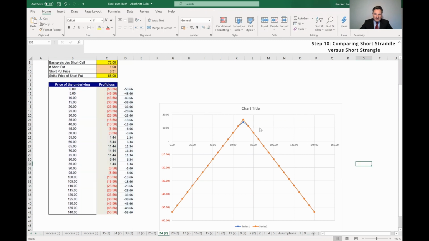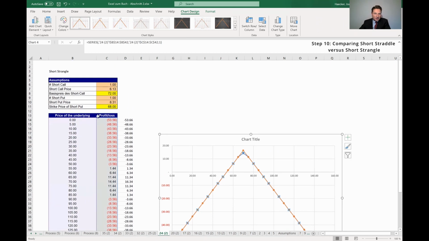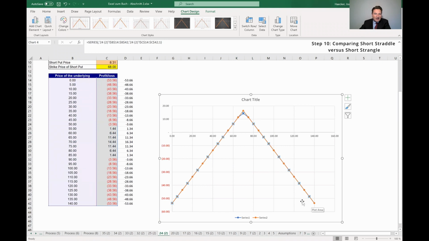And at the chart, you see, if I click on the blue curve, that again, the short strangle comes up with a lower risk. The end of the curve is slightly smaller than with the short straddle, but it also comes up with a slightly lower profit in the best case.